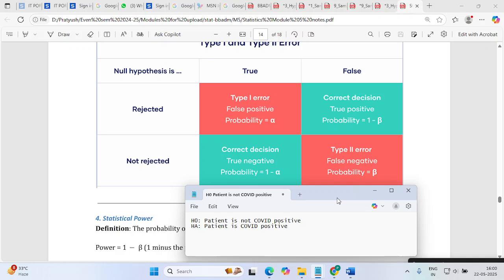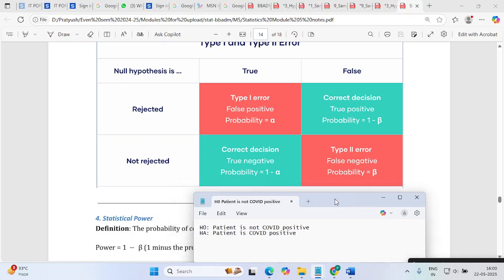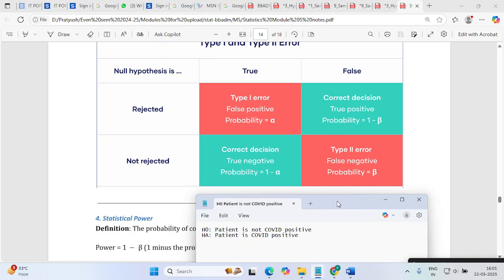Okay, all right. So now I hope you understand that results can be wrong also. There can be some error, there can be some manual error, there can be many types of errors. So now I will try to explain type 1 error and type 2 error. Type 1 error is false positive.